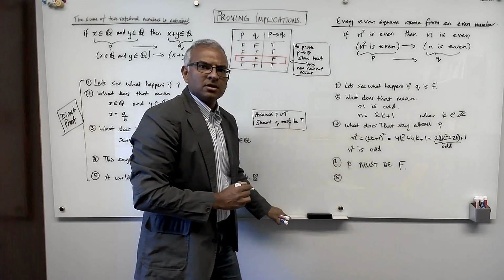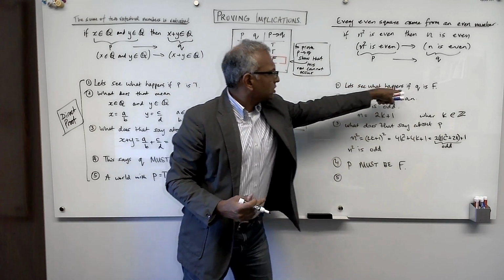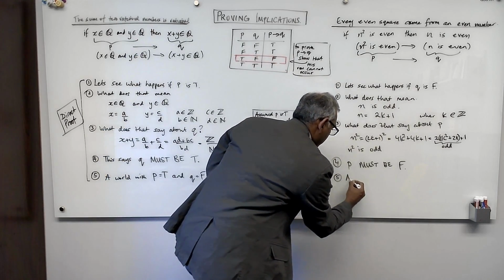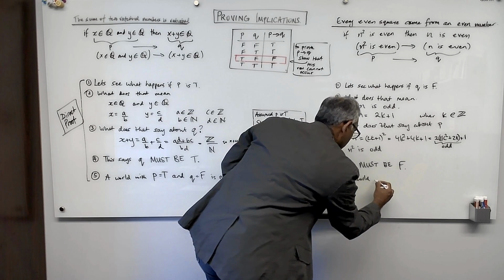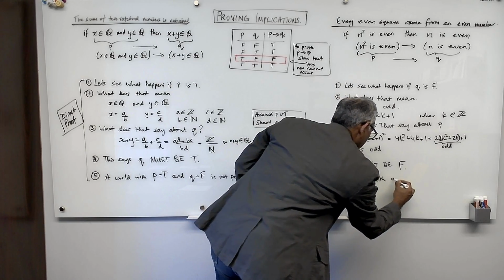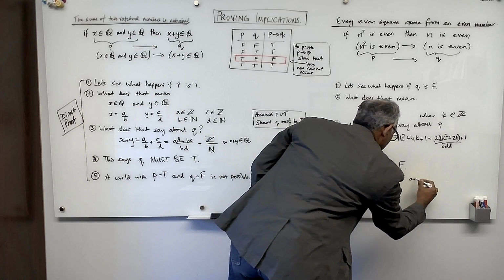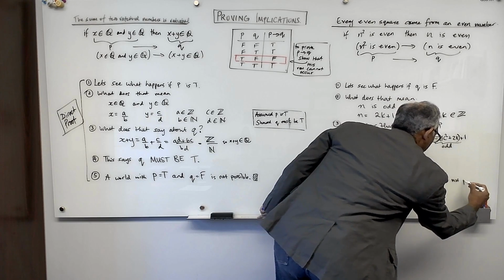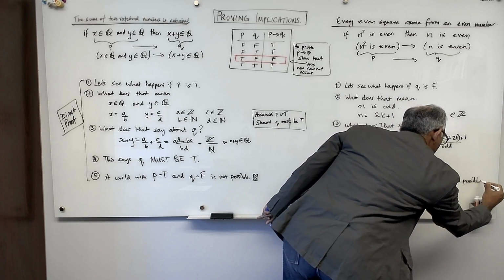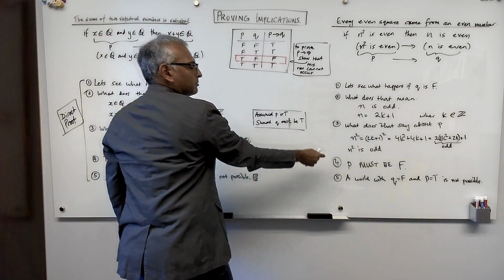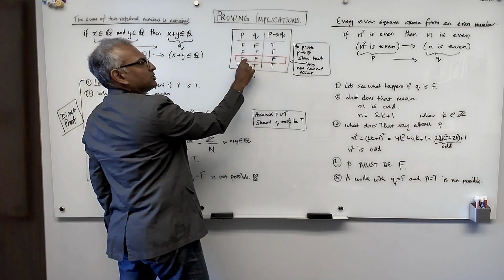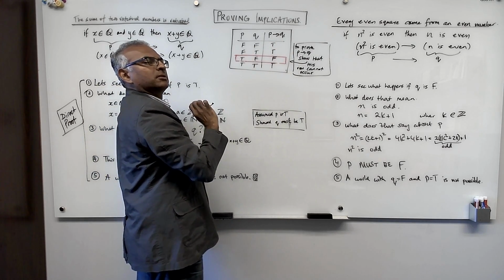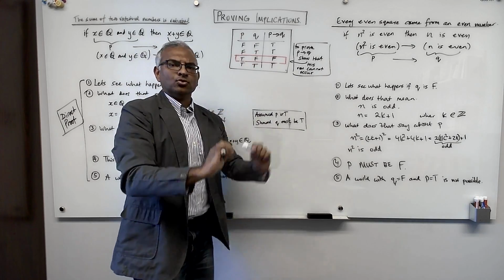What is the conclusion? A world in which Q is false and P is true is not possible. And if this world with Q false and P true is not possible, it means that the implication being false is not possible. And so therefore the implication is true, proved.